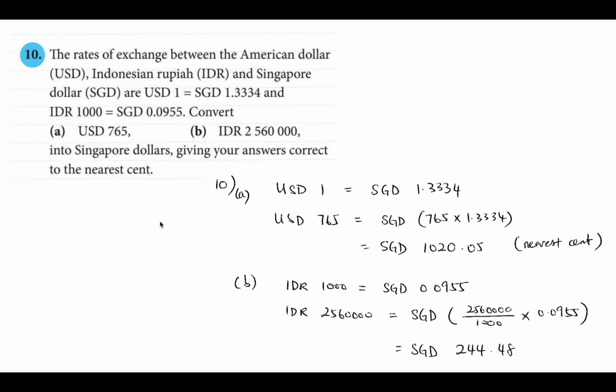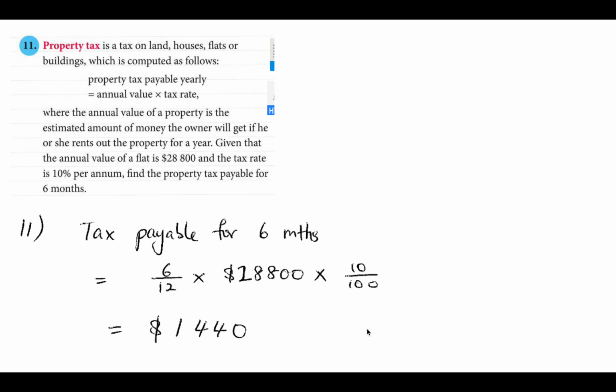Second, part B, we have 2,560,000 rupiah. So again, we start with the initial exchange rate. 1,000 IDR is 0.0955 SGD. So for 2,560,000, we just take that over 1,000 to get 1 unit, multiply by 0.0955. The result is 244.48 SGD.